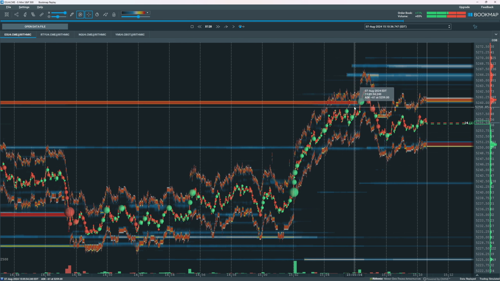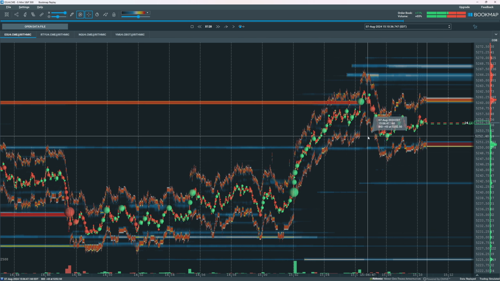So if you're looking to play a quick little scalp on the way back down, that would have been good for a few points as well. We'll call it 59 down to at least 52. So you could have snagged a quick little reversal trade off that move as well.